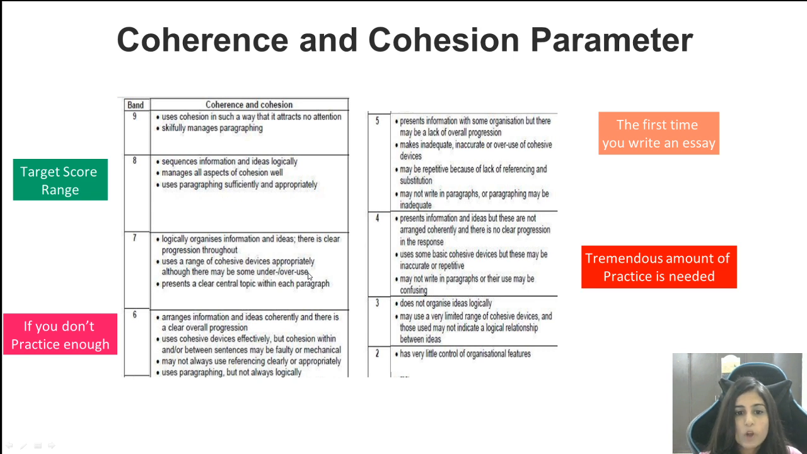Okay, last but not the least is presents a clear central topic within each paragraph. So you should be clear about what you're writing in your paragraph. So there shouldn't be any confusion. So if you follow these 3 things, you will be able to score a 7 band score in this particular parameter. Okay, so do you want to see what the 6 band score says?